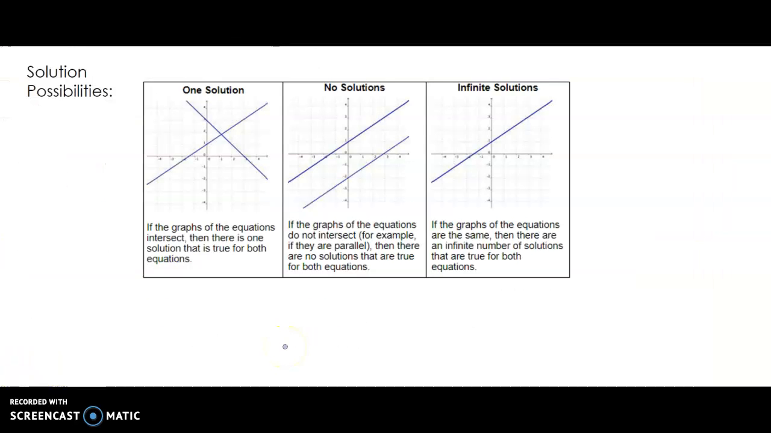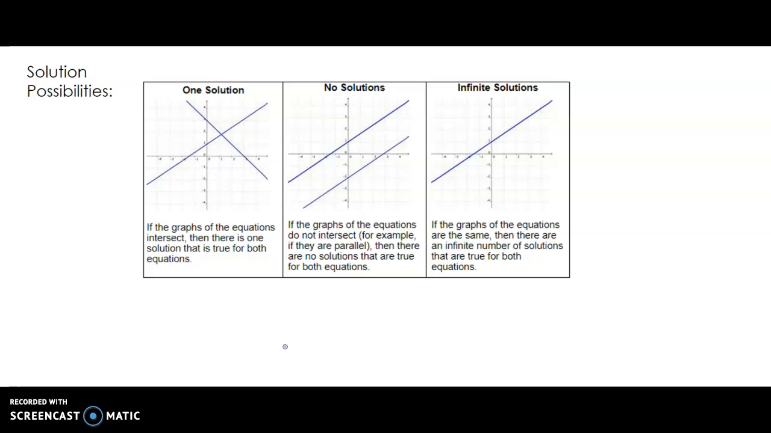Okay, PCH, we've had some time to talk about strategies to figure out which method of solving is going to be most efficient for a given system of equations. And so now we're going to shift gears a little bit to another tool that will help us save time on the SAT and work smart, not hard. And so that's going to come in the form of solution possibilities.